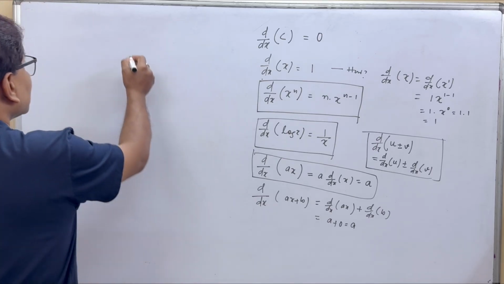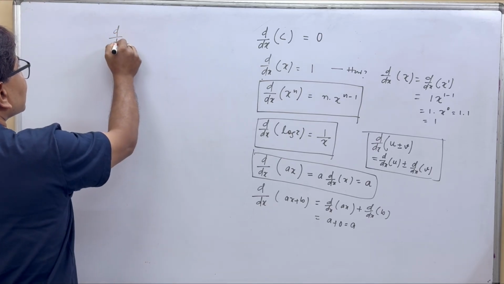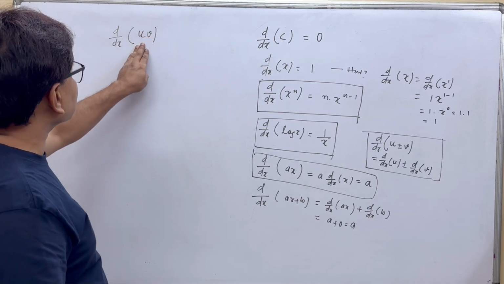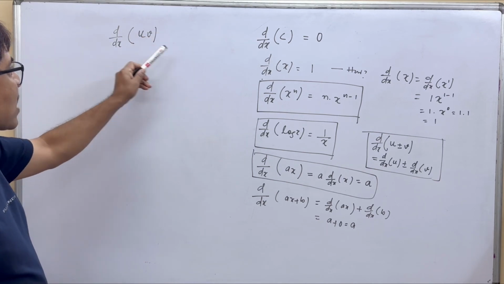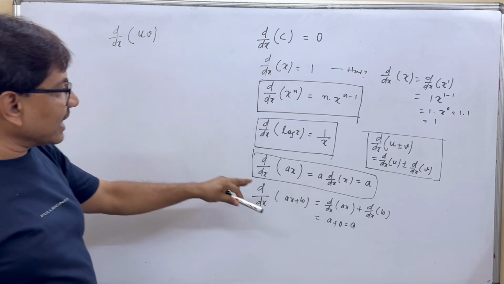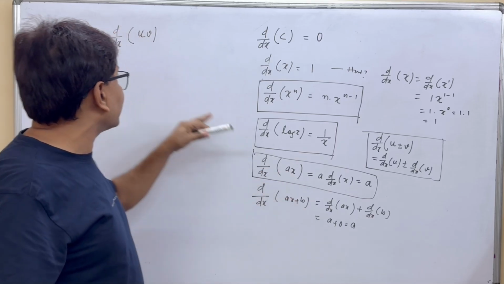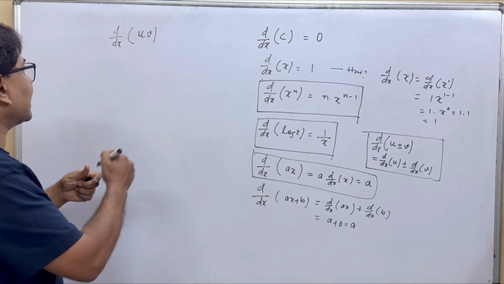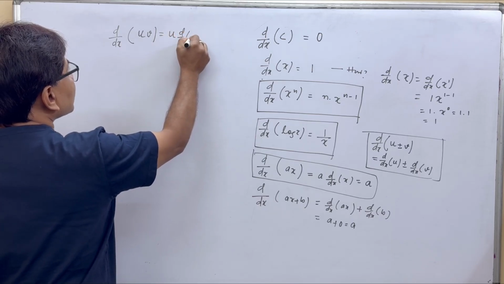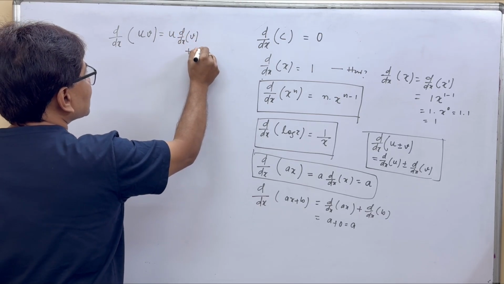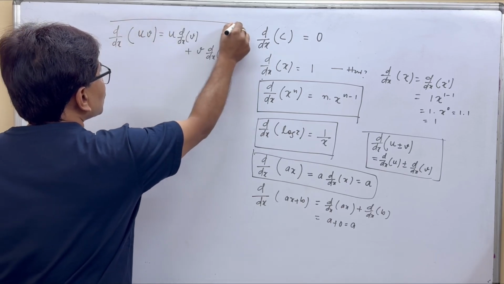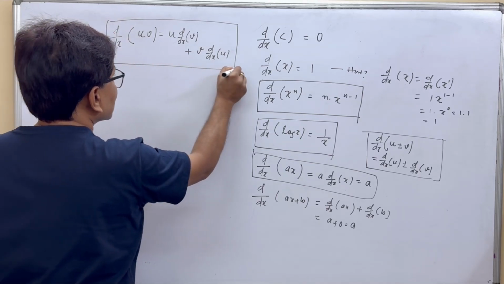Now see, d/dx of uv, the product format is coming. That means d/dx of a product, when both are not one constant and another variable, like here in ax one is constant and the other variable. Here both are variables. When both are variables, we apply the formula u d/dx of v plus v d/dx of u. So we can tell this formula also.